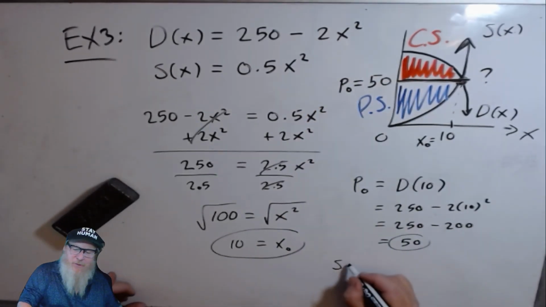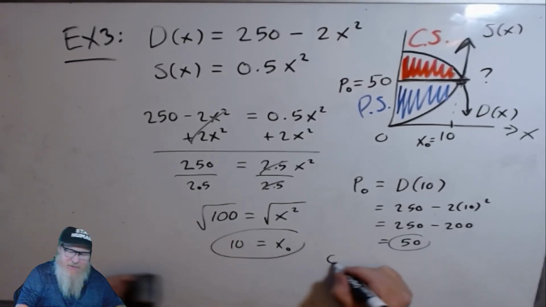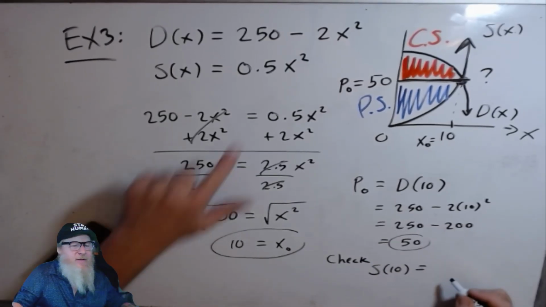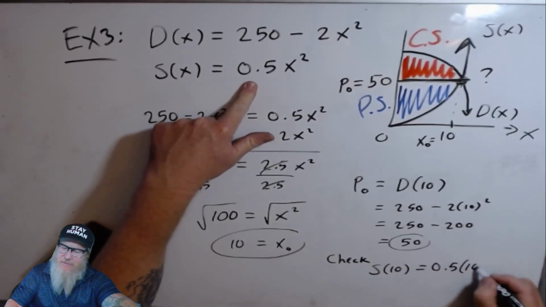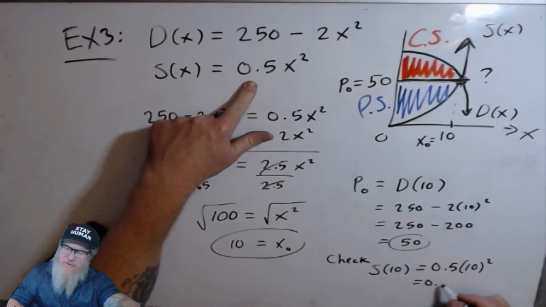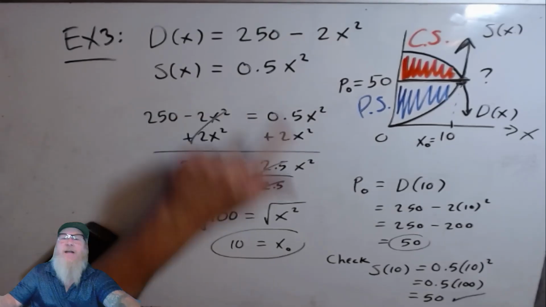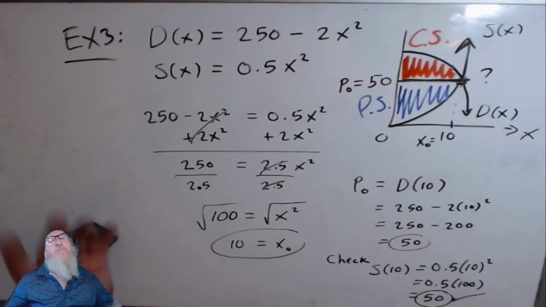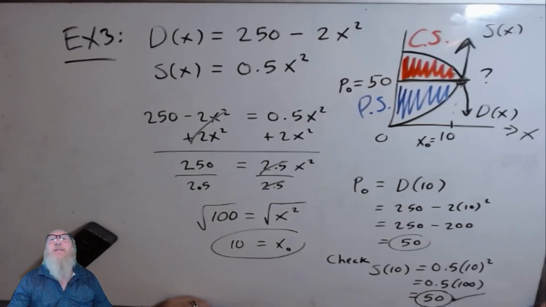You might want to double check that you get the same thing when you plug in to the supply function. Check, you still get 50. If you don't get the same number, or in the last example, approximately the same number, in this example, exactly the same number, then something's got to be wrong.